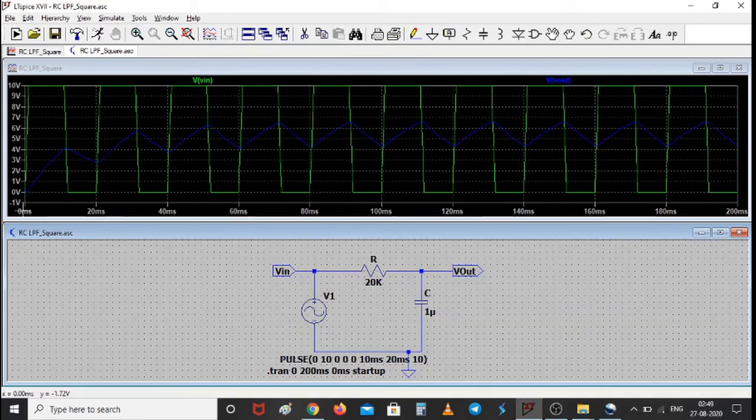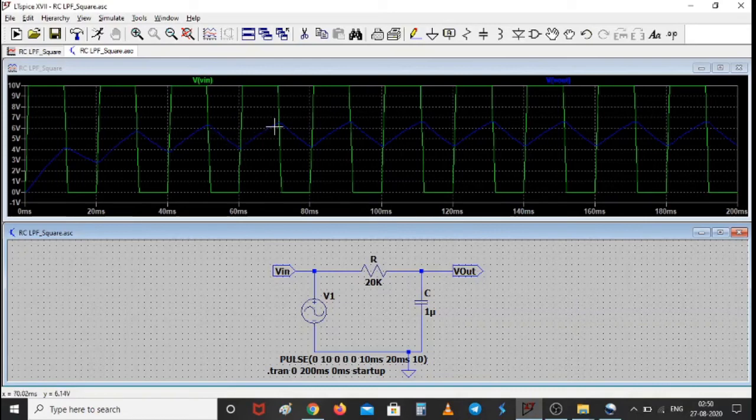Your input suddenly changed from 0 volts to 10 volts. Consequently, your output across the capacitor also tries to move towards 10 volts. But by the time it could reach this value, let us say 4 volts, your input suddenly changes from 10 volts to 0 volts. So your output also tries to change from 10 volts to 0 volts. But by the time it could reach this particular value, again your input has changed. So that is why it could reach only this value. Again your input has changed. That is why it could reach only this value.